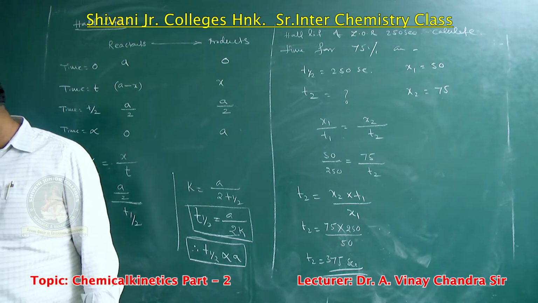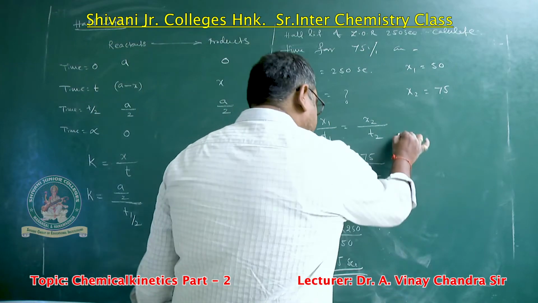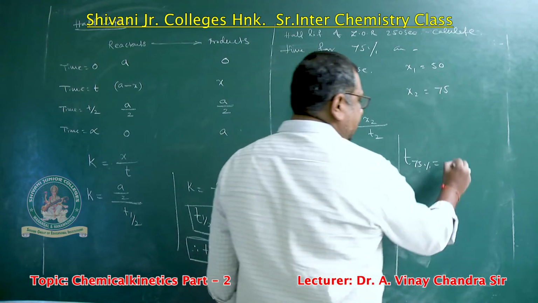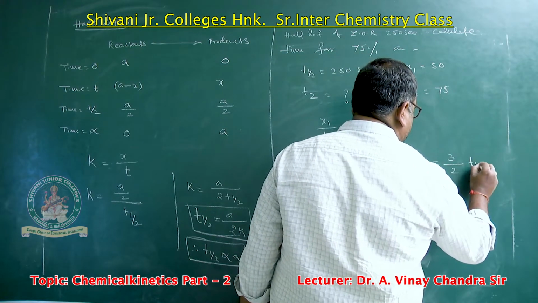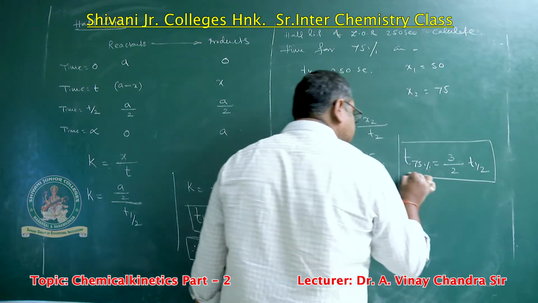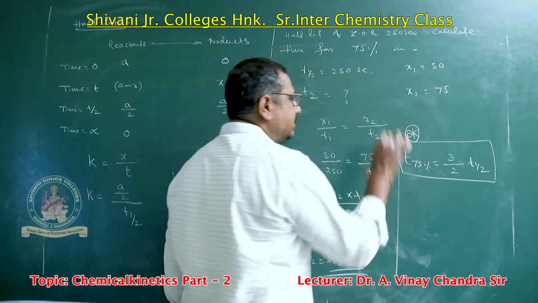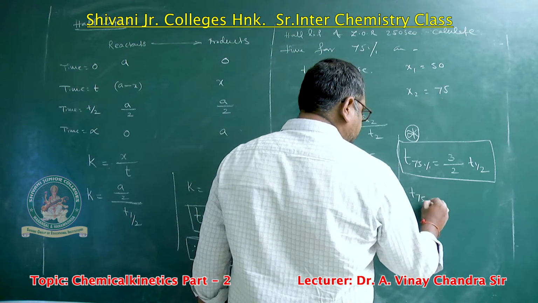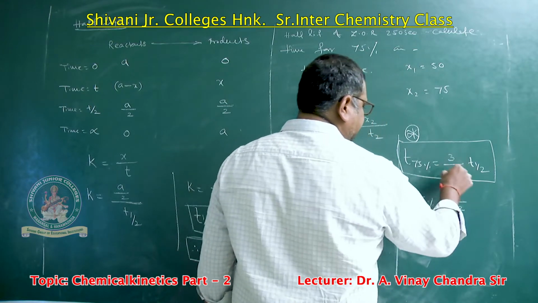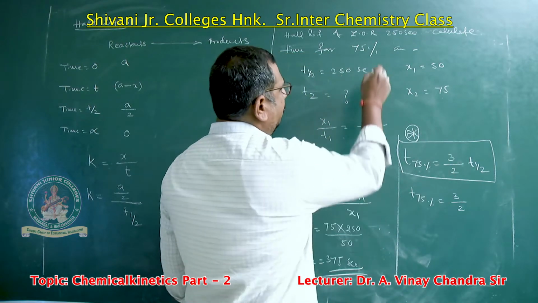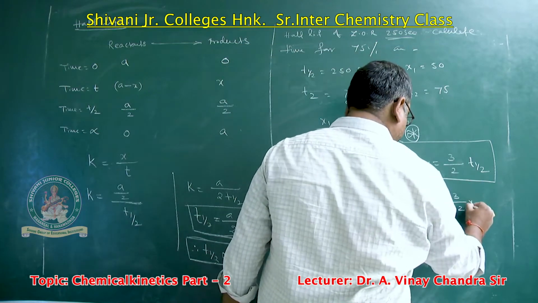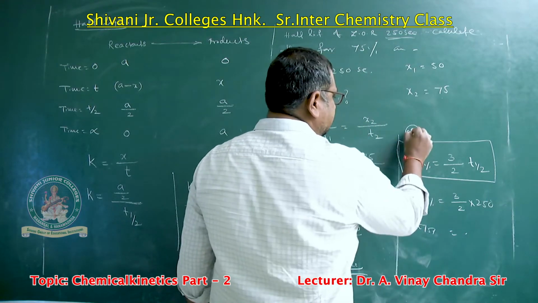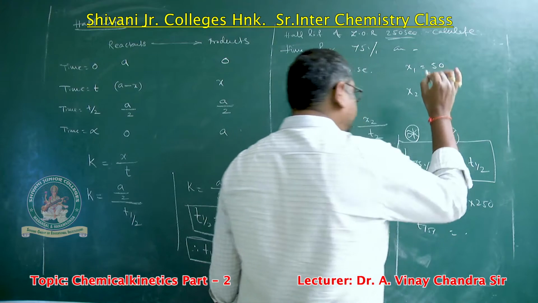Another direct principle is also there. The direct principle for 75% completion of reaction is 3 by 2 T half. This is the direct principle for calculation of zero order reaction for 75%. So here T 75% is equal to 3 by 2 into T half. In the problem, what is given? 250. So 3 by 2 into 250, and then you get the T 75 answer. So this belongs to the direct principle for the entrance purpose.